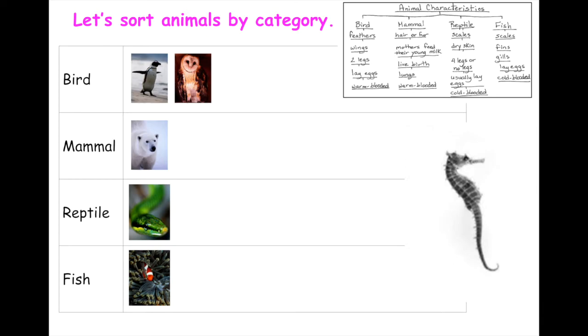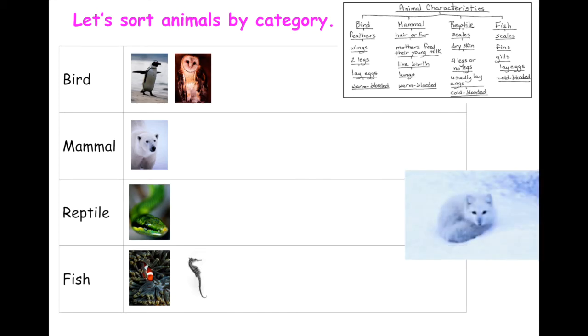Here we have a seahorse. A seahorse is a fish. Then we have the Arctic fox. I see it has its fur and it's warm-blooded. That's how it survives in that really cold environment. So it is a mammal.